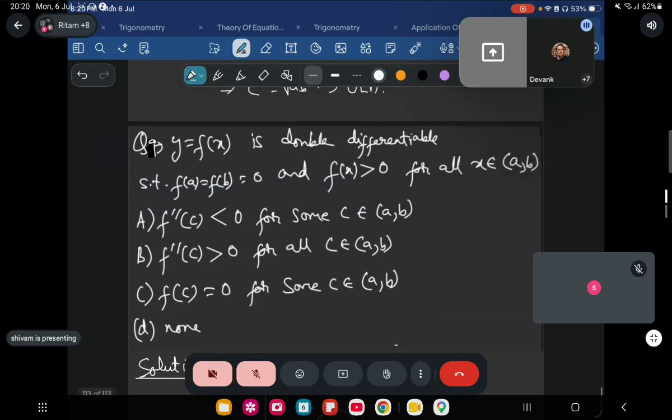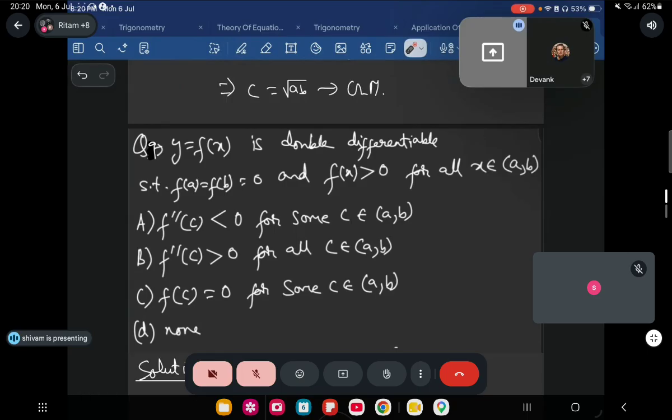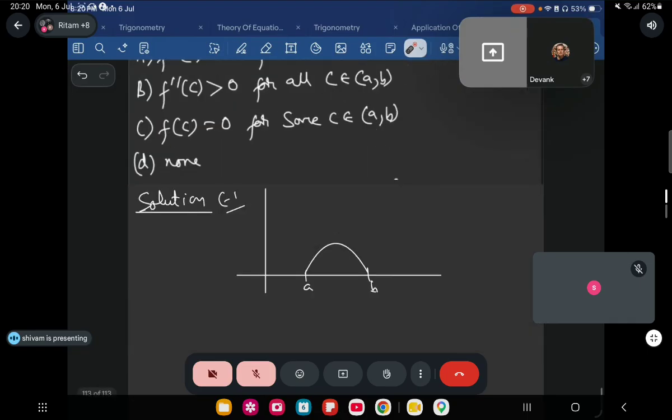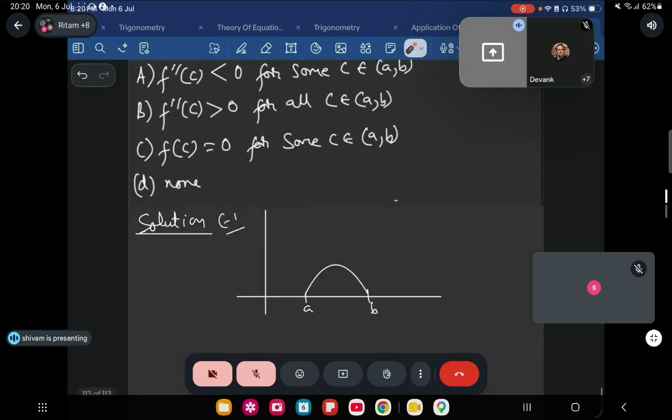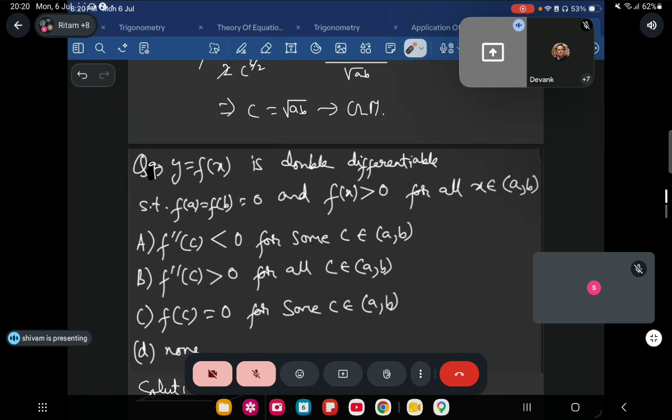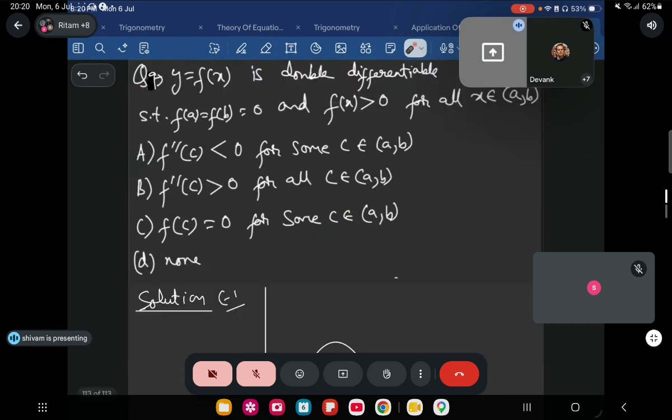Actually, my network was lost, so I rejoined. See, now f of x is double differentiable, right? F of a is equal to f of b is equal to 0. So see, a and b are the roots of this function. F of x is greater than 0, that means it is totally above the x-axis, see? And for all x belongs to a comma b, we need to find out whether f double dash c is greater than 0, less than 0, or what. Okay, let us see. It is written: f of c is equal to 0 for some c belongs to a comma b.